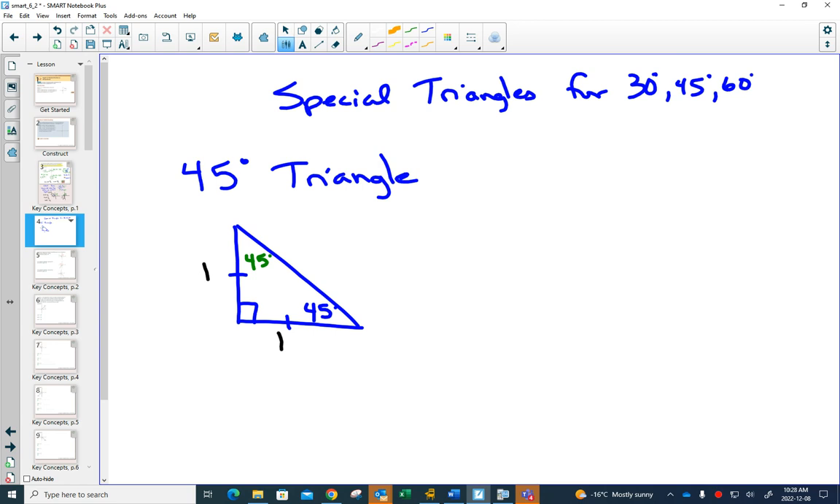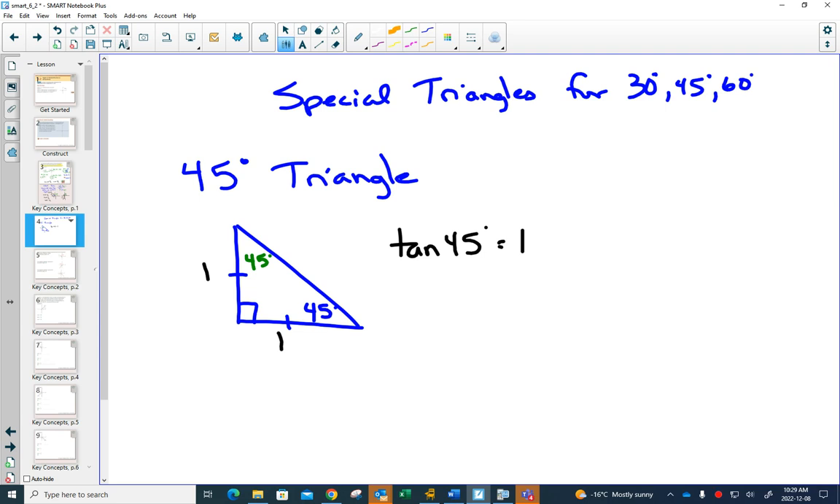Would you agree if I made it 10, the other side would have to be 10? If I made it 30, the other side would have to be 30. It doesn't matter how big or how small that triangle is. If it's isosceles, those two sides would have to be the same. And does it make sense from here why, if you type into your calculator tan of 45 degrees, opposite over adjacent, is going to equal 1?